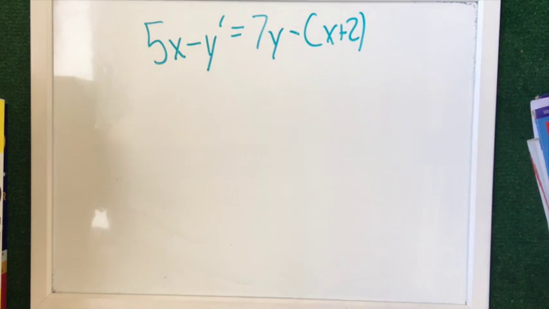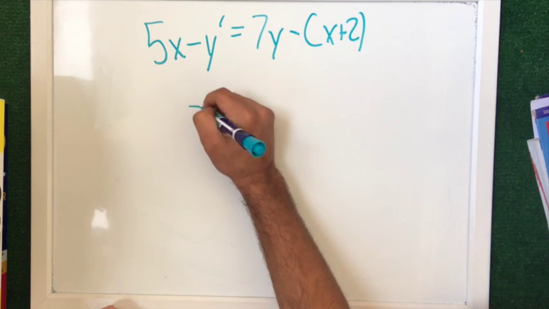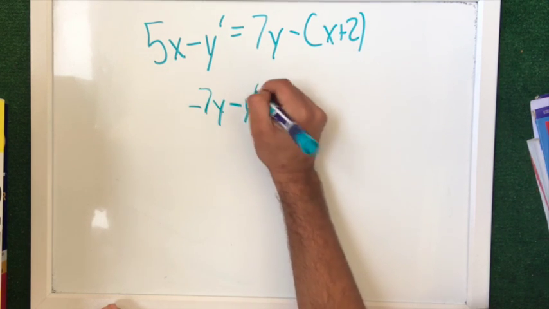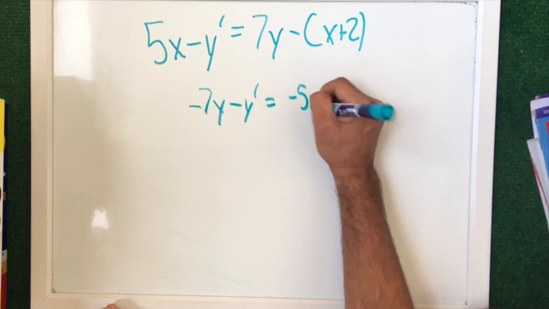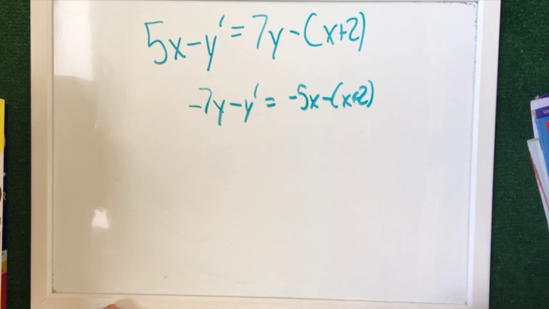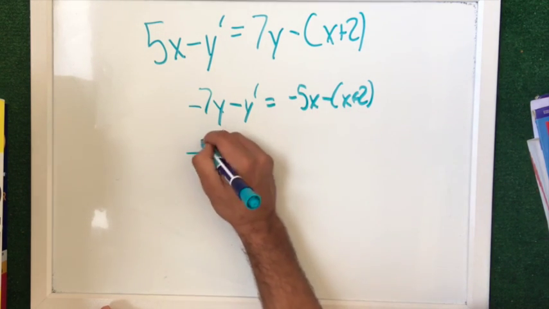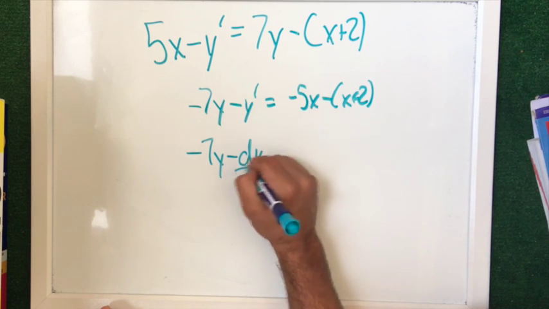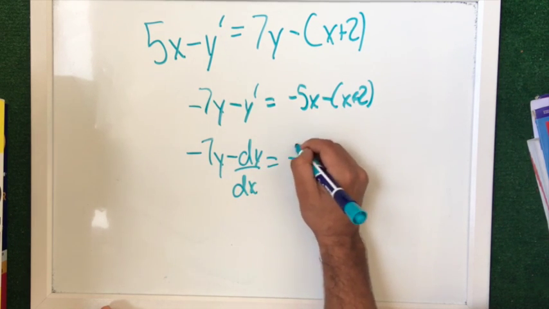So first step, always what you want to do is separate your variables to separate sides. So let's take the y to the left and the x's to the right. So we get negative 7y minus y prime equals negative 5x minus x plus 2. If you've noticed it by now, you would have noticed something different, as the 7y is not multiplying by the y prime, and it's actually subtracting from each other. So if we try to separate the dy and the dx, you're going to find some difficulty in doing so.